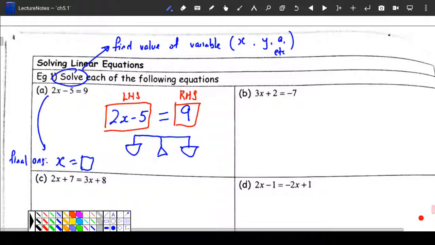I have 2x minus 5 equals to 9. I want x to be alone here. That means the rest I don't want. What do I want to get rid of? I want to get rid of the minus 5, and I want to get rid of the 2. Can follow? Can. So I start.